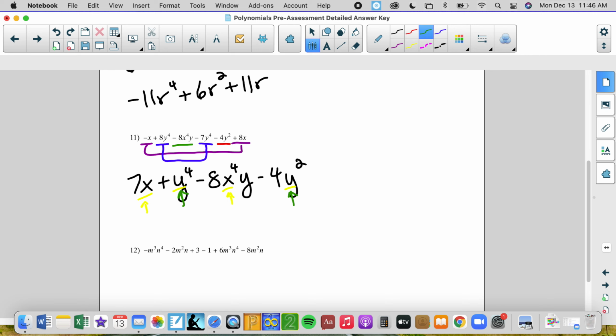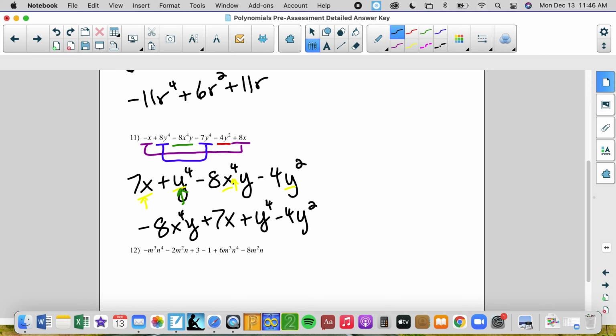So now we have to look at these x's. This is x to the fourth. This is x to the first. So my tiebreaker is going to be the exponent. So I have negative 8x to the fourth y plus 7x. So now I've done my x's. Now I got to do my first term y's. We have y to the fourth and y to the second. So y to the fourth is going to come first, and then negative 4y squared.